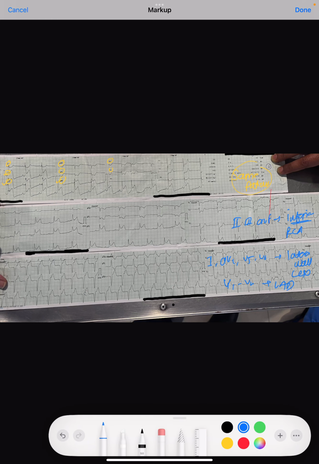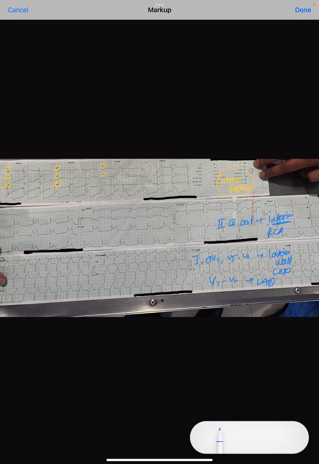For example, lead 2, 3, AVF indicate the inferior wall, the posterior wall, and this is supplied by the RCA, that is the right coronary artery. Lead 1, AVL, V5, V6 suggest the lateral wall, and this is usually supplied by the LCX artery. Leads V1 to V4 are called the anterior wall, and it is supplied by the left anterior descending artery. So in short, these are called the consecutive leads.